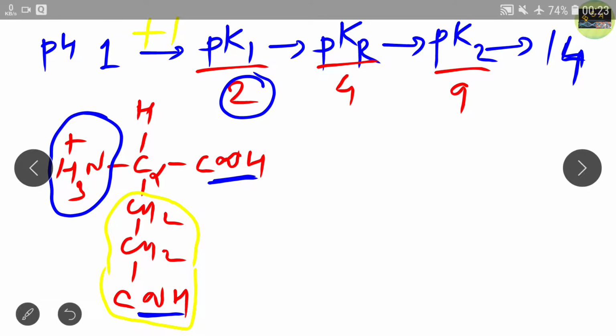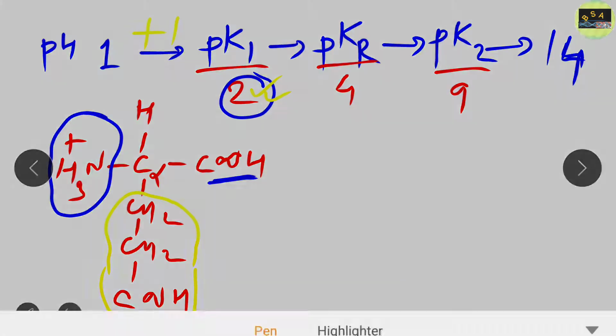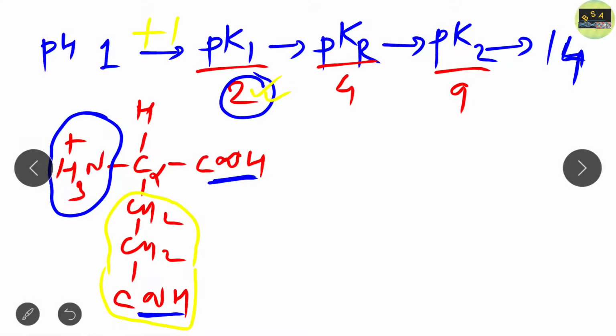Why plus 1? Because at pK1 the value is 2, so it will remain as COH, because when you move above 2 then it will become CO minus. It will also remain as NH3 plus, because when we move above 9 then it will become neutral. So there is only one charge we can see, that is plus 1. Clear? Now when we move from pK1 to pKr, you all know that the pKr value is what?